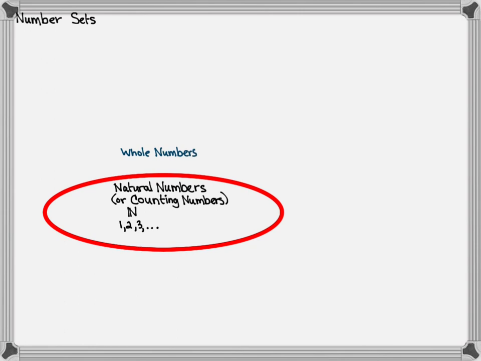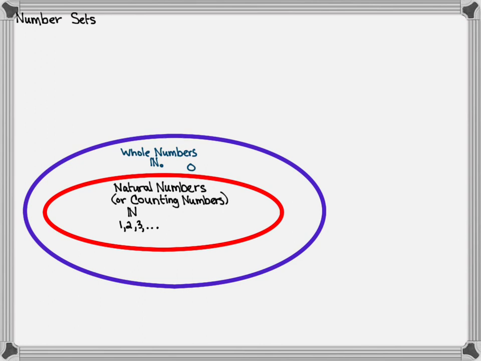And then our next number set are whole numbers, sometimes represented by a bold italic W, but I've more often seen it as a bold italic N sub 0. And whole numbers include all of the natural numbers plus 0. So it's only one more number than the natural numbers. So here we have our whole numbers.